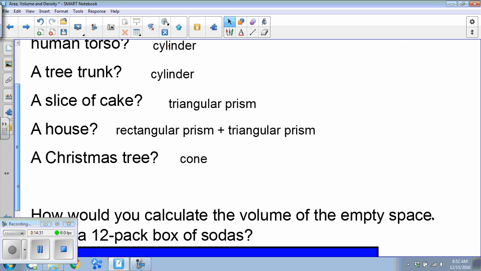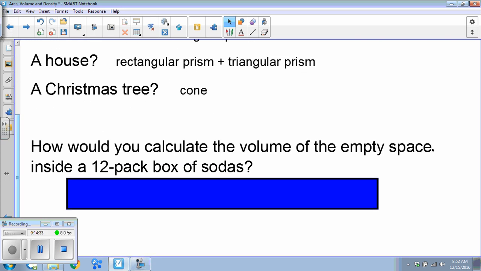Now, how would you approach this? It says, how would you calculate the volume of the empty space, which is probably what they'll ask you on your final exam. It'll say, what is the volume of the empty space inside a 12-pack of sodas? Now, they'll give you things like the diameter of the cans, how tall the cans are.